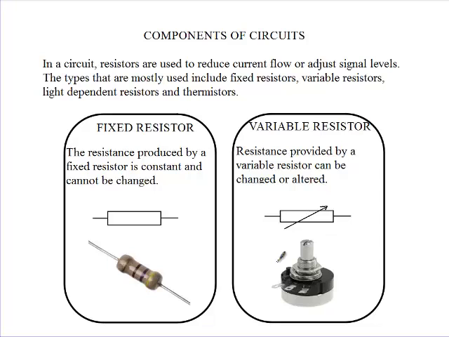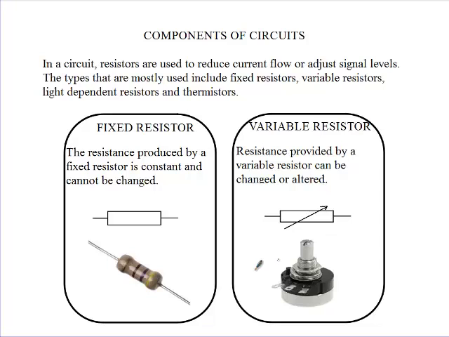So let's talk about the fixed resistor. Now, the fixed simply means that it cannot be changed. So the resistance provided by this type of resistor is constant and cannot be changed. If you take a 2 ohms resistor, the resistance is going to give you 2 ohms. It will not be changed. If you take a 5 ohms resistor, it is going to give you a fixed resistance of 5 ohms. You cannot change it. It is unlike other resistors.